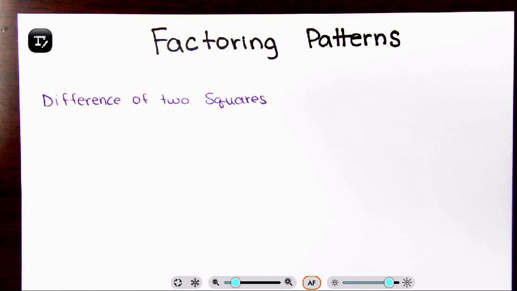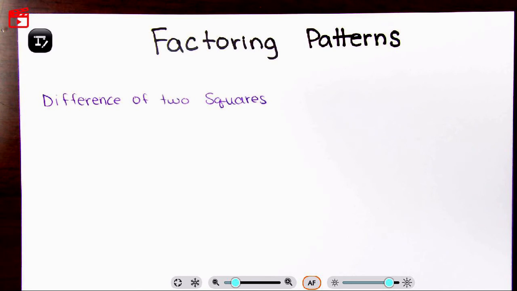Beautiful people, and welcome. We are continuing our unit on factoring. In this video, we're going to talk about factoring patterns. These are the patterns that you need to recognize whenever you see a question that looks like this. That means you have to factor in this method.